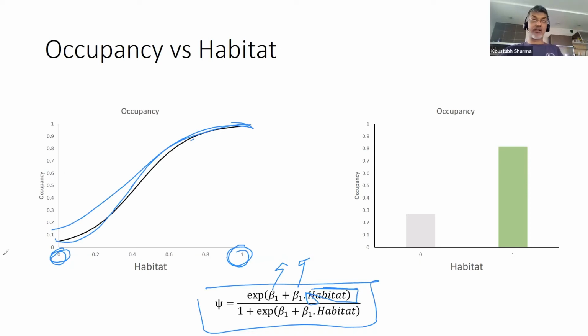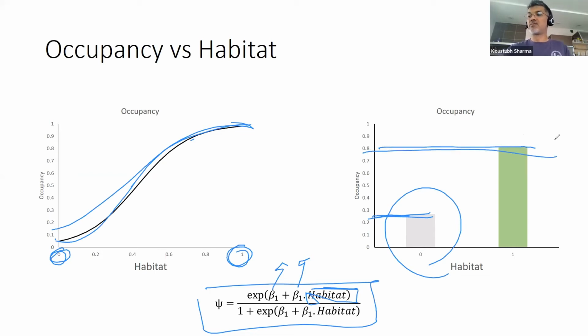In case of a categorical variable, where we have a value of 0 and 1 only, there's nothing in between, you will have something like this. For a gray habitat, it's not 0 because there were still some animals using the poor habitat, or there's some probability with which the animals are using those grid cells which are gray in color. So it's, let's say, 0.23 or whatever, but there is a very high probability that they're going to use the grids which are green. So for gray habitat, they have less probability. For green habitat, there is a greater probability.